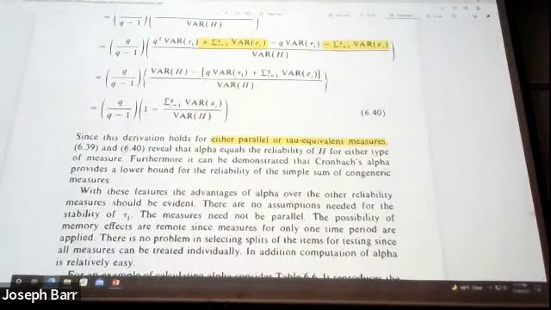So there's an assumption, again. This derivation holds for either parallel or tau equivalent measures. So we have to assume that all these items measure the same tau. That's why we can do the derivation like this. Item 1, 2, 3, 4, up to item Q: in total Q items, we have the same trait, the same tau score.